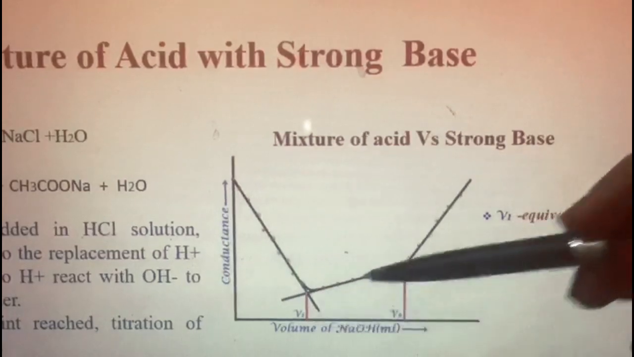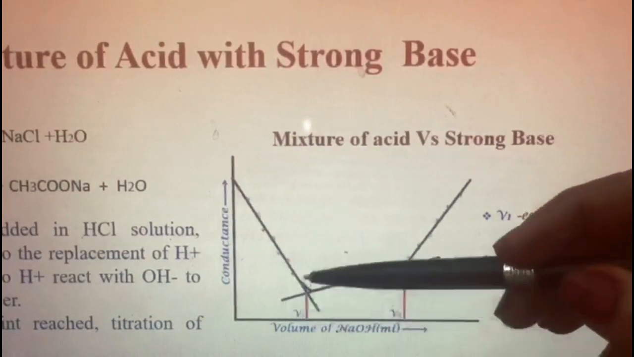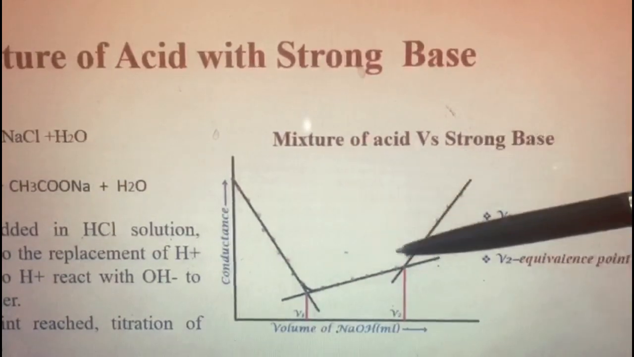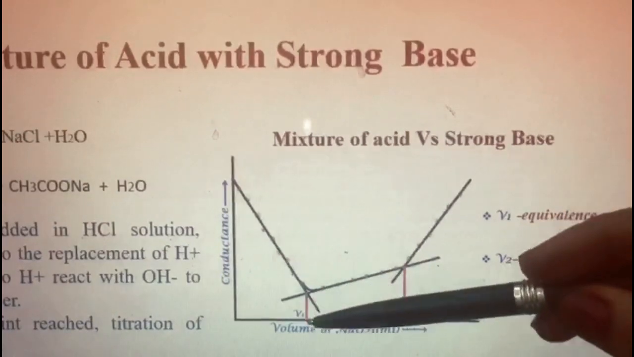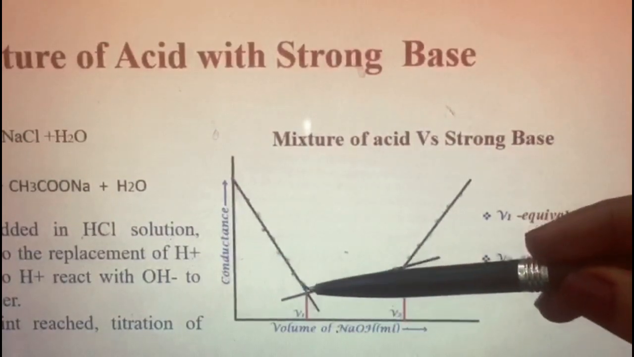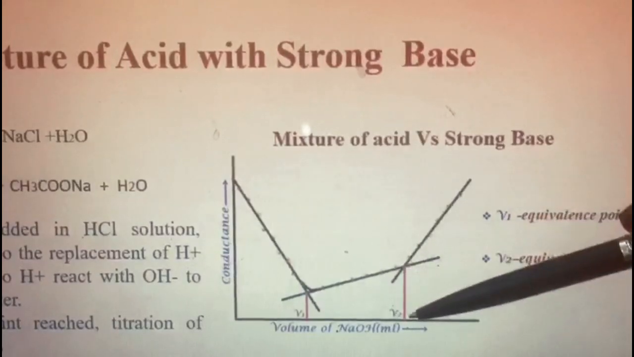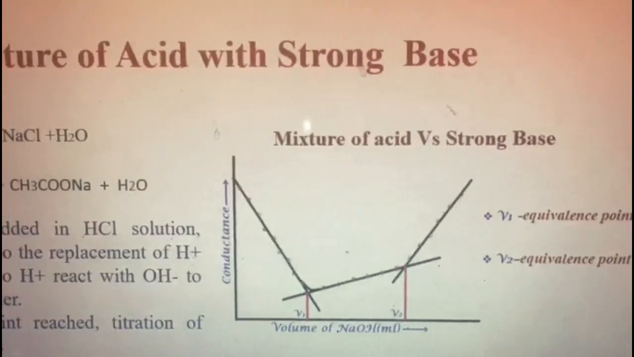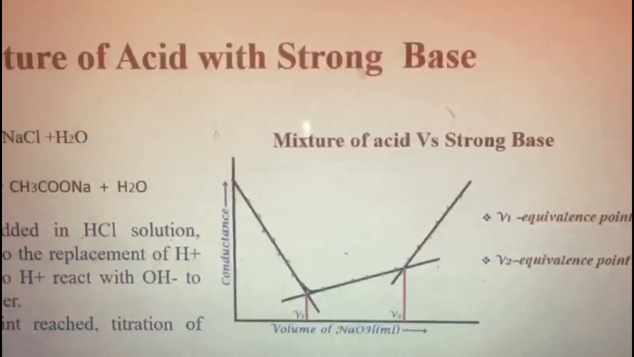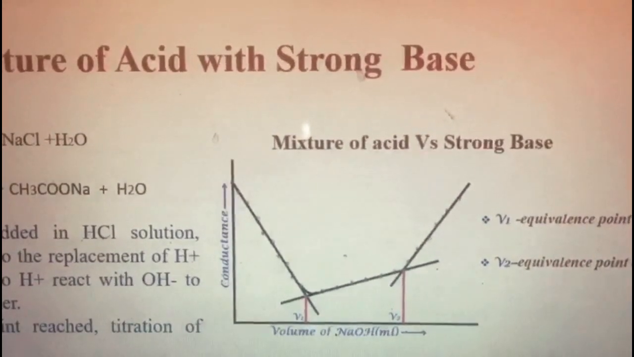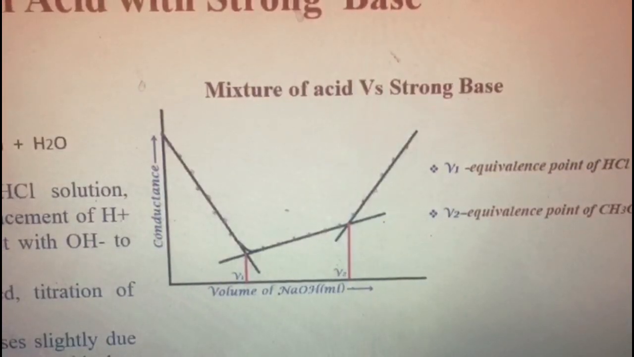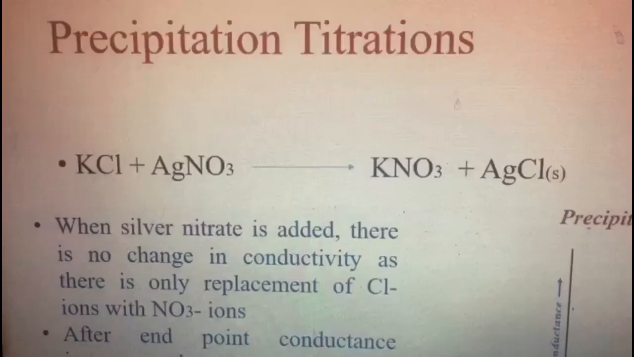So here we are getting two endpoints. The first endpoint is for the strong acid, strong base titration, and the second endpoint is for the weak acid, strong base. This point V1 is the volume of sodium hydroxide used to neutralize hydrochloric acid, and this point V2 is the volume of sodium hydroxide used to neutralize acetic acid. So from one titration we get two endpoints, and the calculation of two electrolytes is possible from one graph. So for a mixture of acids versus a strong base, a combination curve is obtained.